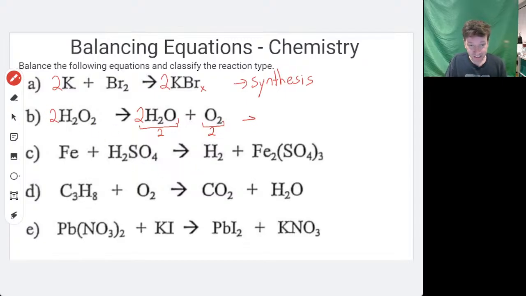So what kind of reaction is this? Well, we're taking something complex and we're breaking it apart. So this is a decomposition reaction.